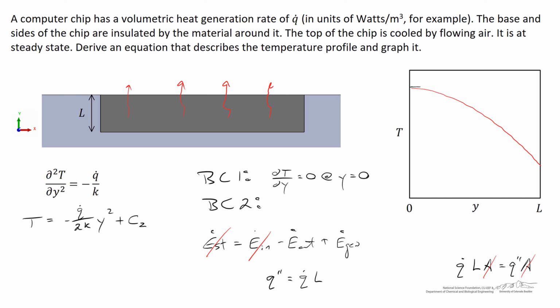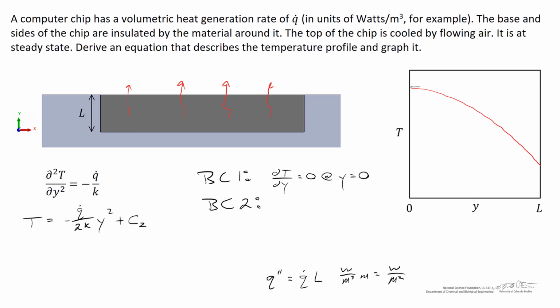Double checking the units on that, for Q dot we have dimensions of watts per cubic meter. For the length, we have dimensions of meters. So we're left with watts per meter squared, which is the flux at Y equals L. And on the outer surface of the chip, we have one other relationship. We know a value for the heat transfer coefficient, and we know a value for room temperature.